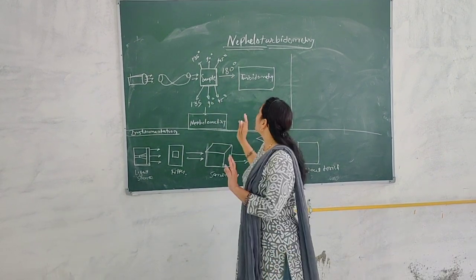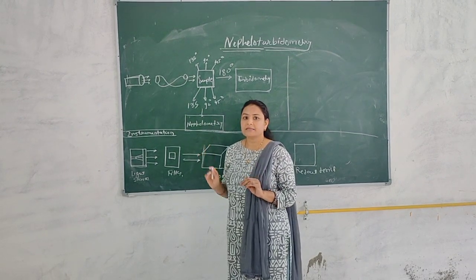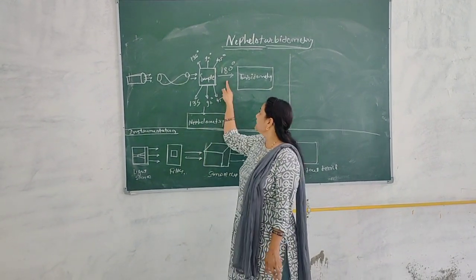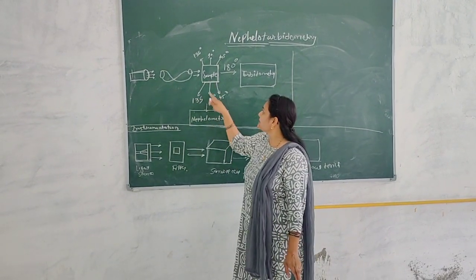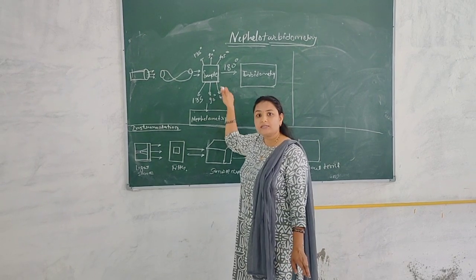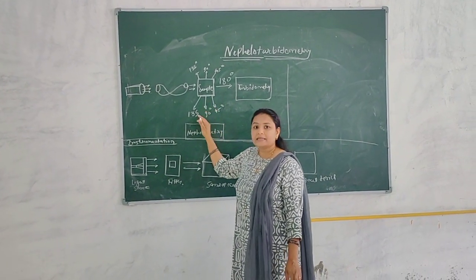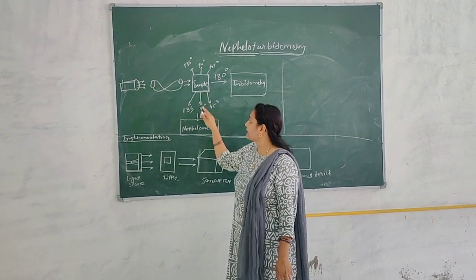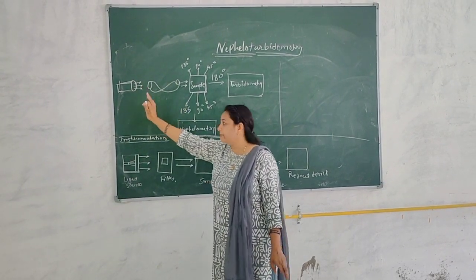So it is clear what nephelometry and turbidimetry are. Turbidimetry deals with the measurement of transmitted light, and the measurement occurs at 180 degrees from the beam of light. But in case of nephelometry, scattering of light occurs in different directions, and it deals with the measurement of scattered light, which occurs at a right angle to the beam of light.